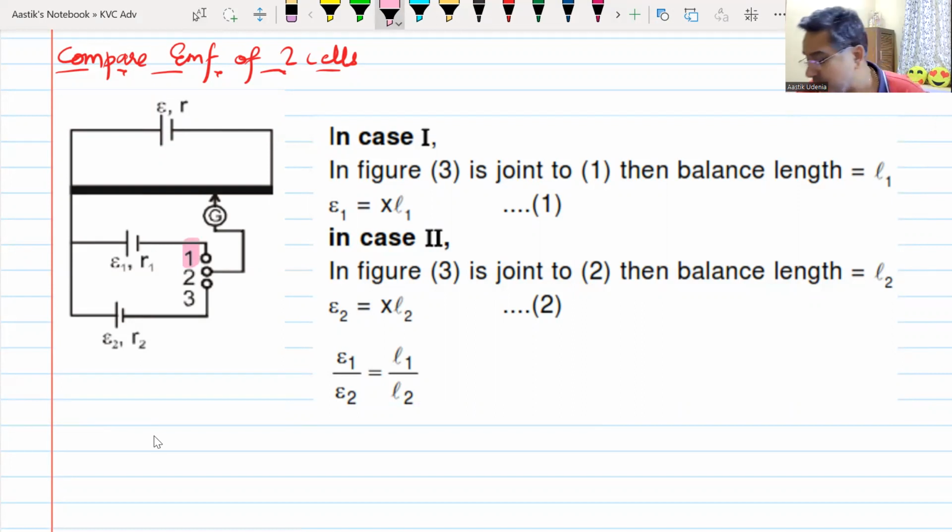Yes, sir. You will put the switch to position number 1, and you will look for the null point. Whenever you get the null point, there will not be any current flowing through the galvanometer, so the potential difference will be equal to E1. Do we understand this? Yes, sir. So E1 in the first case will be equal to X, the potential gradient, into L1, yes or no? Yes, sir. Then you will put the switch to position number 3. In position number 3, you will again find the null point. E2 will be equal to X into L2. So E1 by E2 will be equal to L1 by L2.